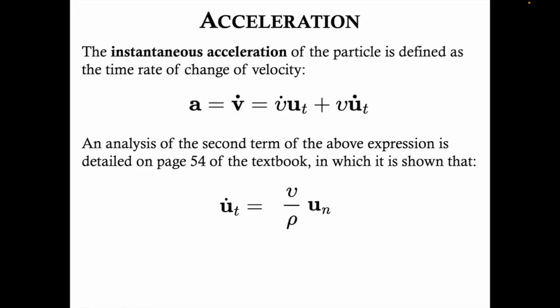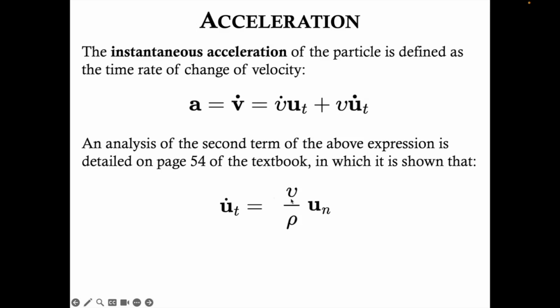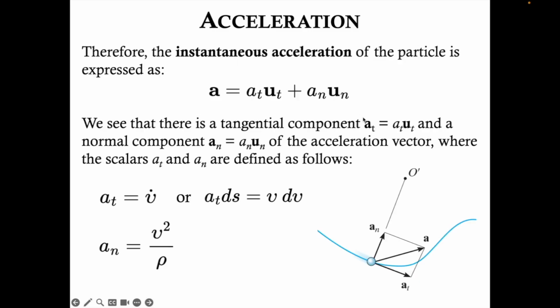And going back to this slide, it's important to realize what rho represents. It's the radius of curvature at the position, or at the instant, where the particle is being considered. And as we mentioned, v, the scalar, represents the instantaneous speed, and u sub n represents the unit vector in the normal direction. Okay, so all of this right here would go into this part here, u sub t dot. Therefore, the instantaneous acceleration of the particle is expressed as follows for this two-dimensional space, where the acceleration vector a would be equal to the scalar a sub t times u sub t plus the scalar a sub n times u sub n.